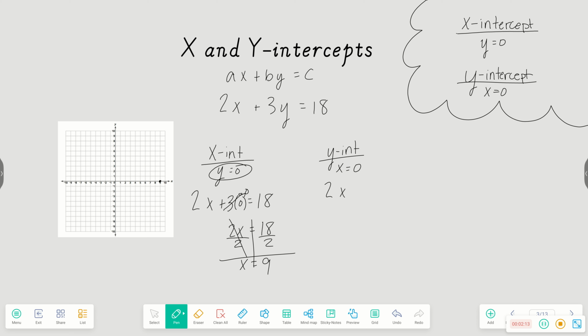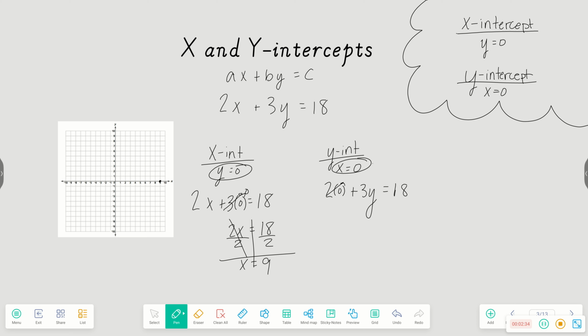Now I'm going to do the same thing. I'm going to write my equation. But now I'm trying to find my y-intercept, so I'm going to make x equals 0. So I'm going to erase x, and I'm going to put 0. I know it's a pain to erase this after you've written it down, but it really is a great way to keep track of your work and make sure you're not making a mistake.